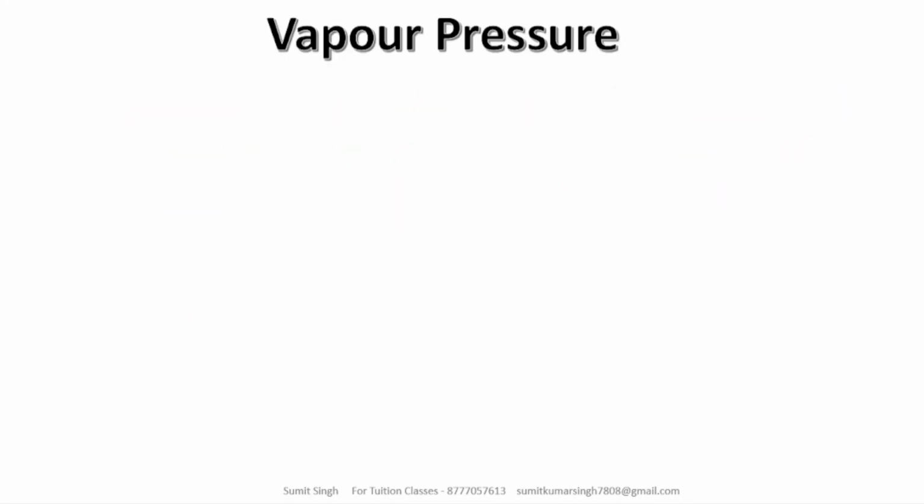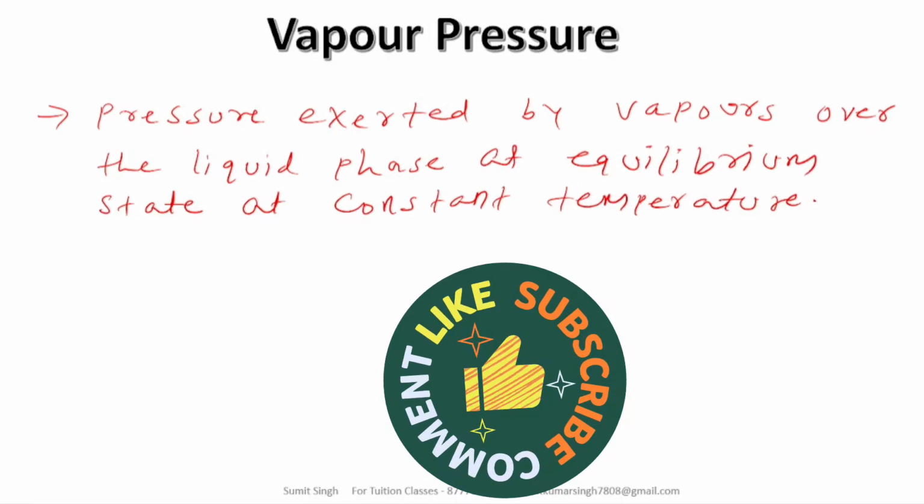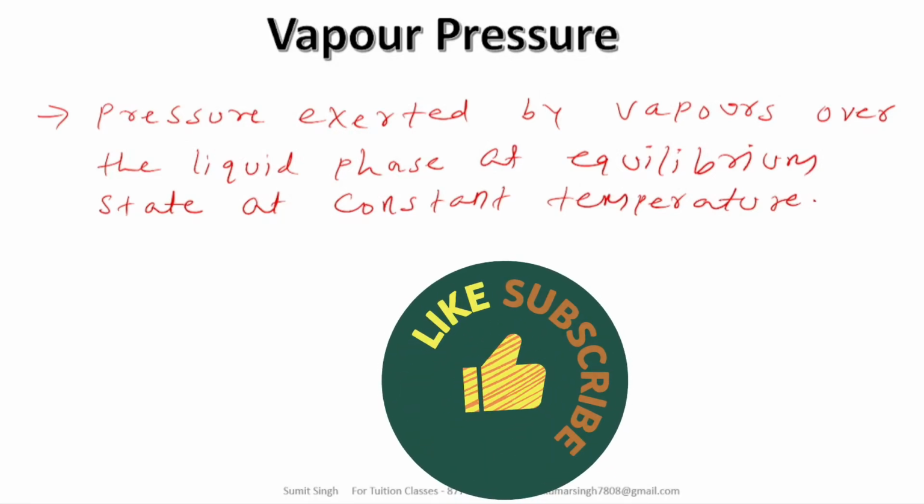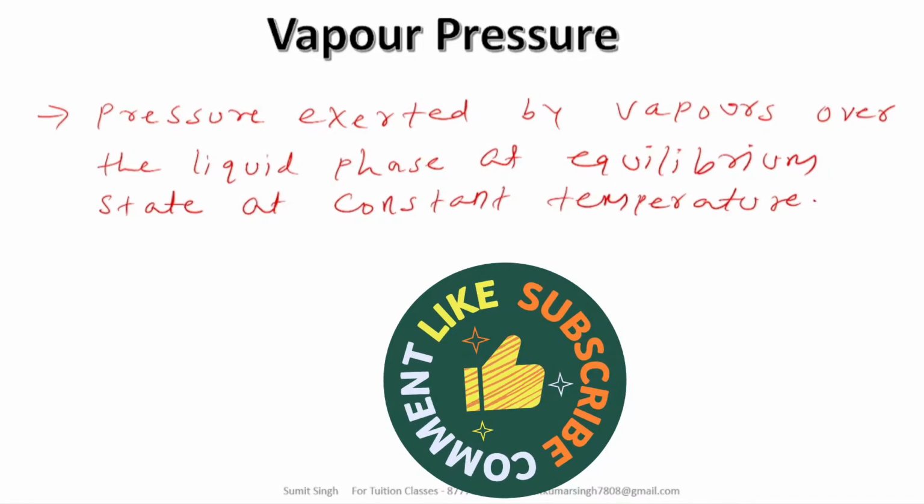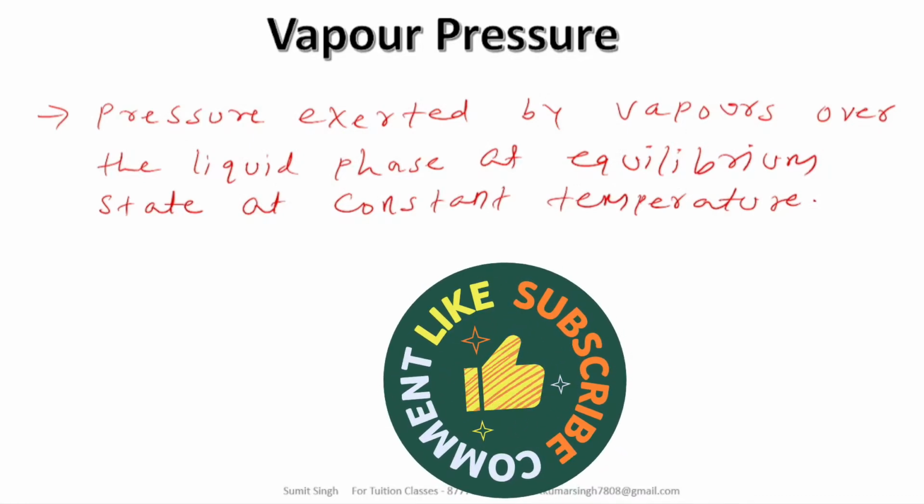Vapor pressure, as the name suggests, is the pressure exerted by the vapor over the liquid phase at the equilibrium state at constant temperature. Vapor pressure depends on the nature of the liquid and the temperature. It means we can say that the vapor pressure increases with the increase in temperature and vice versa.